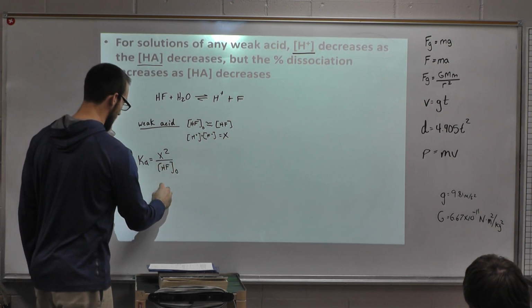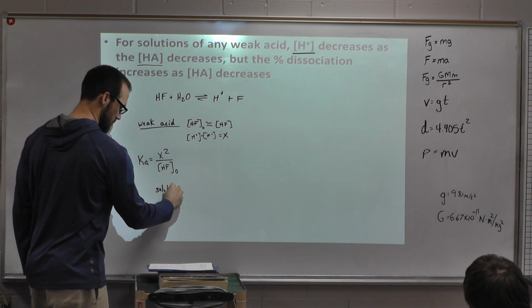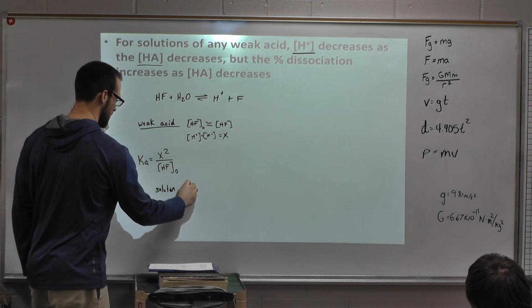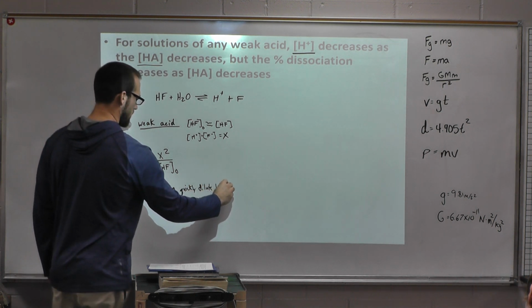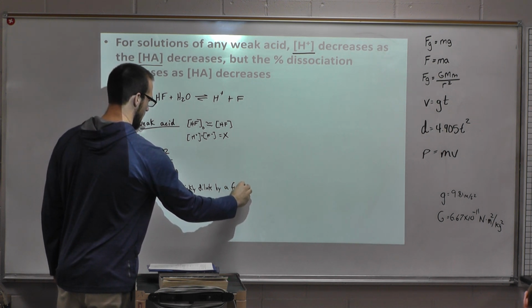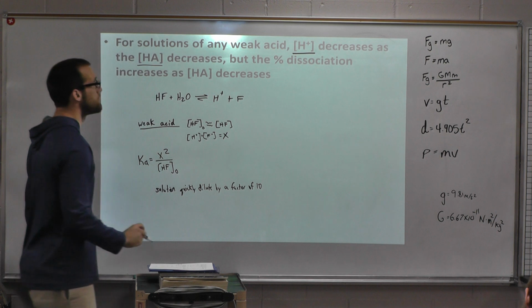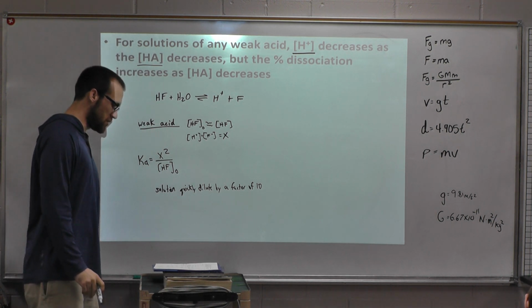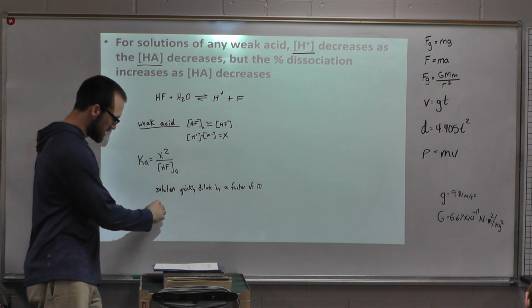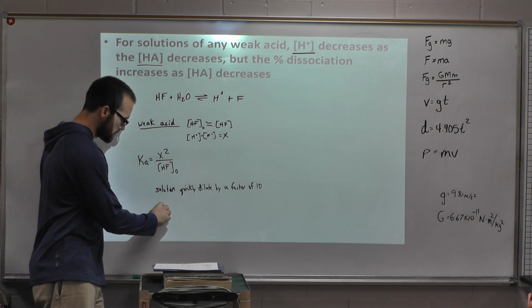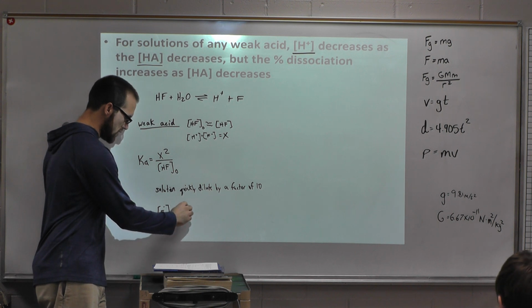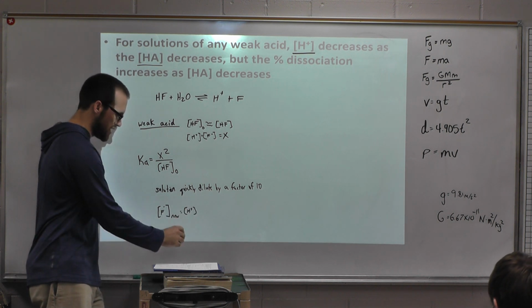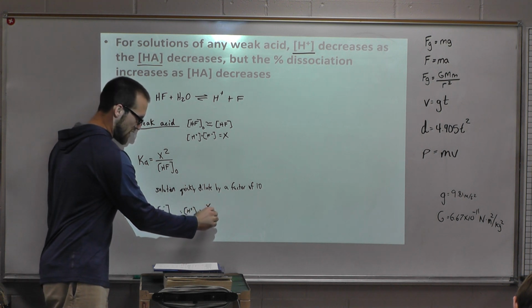Okay, so let's say we quickly dilute it by a factor of 10. Okay, we quickly dilute it by a factor of 10. So what we can say is our new F concentration and our new H concentration are still equal, but it'd be X over 10. Why do I say that?